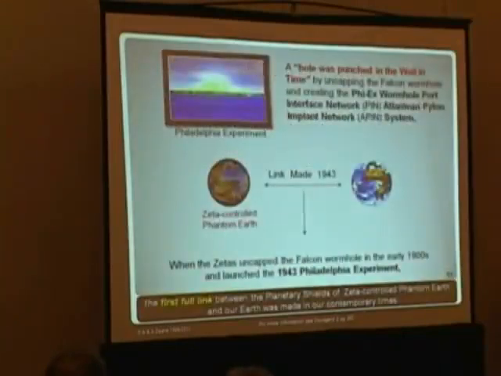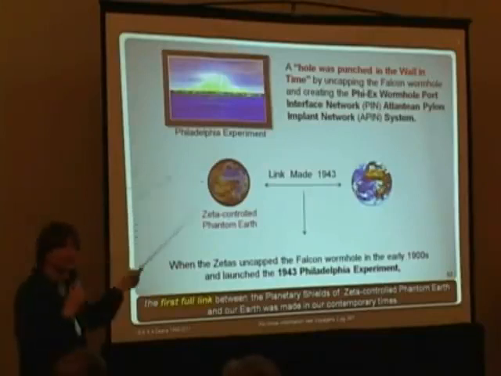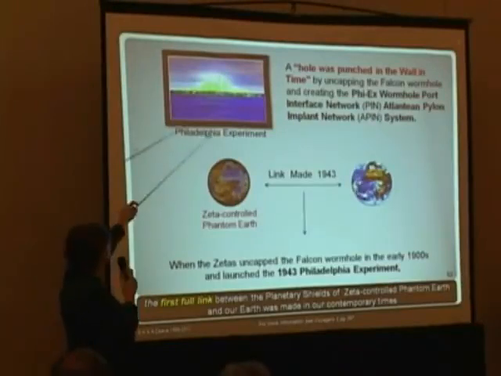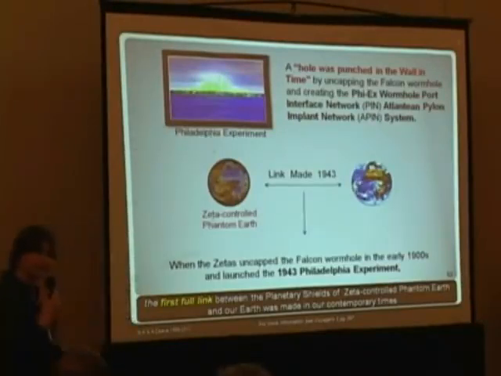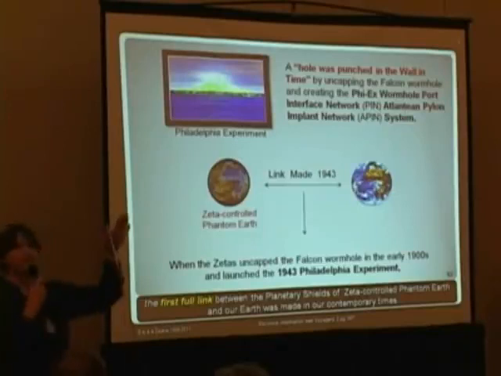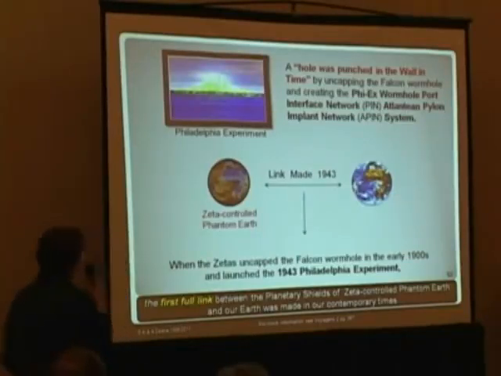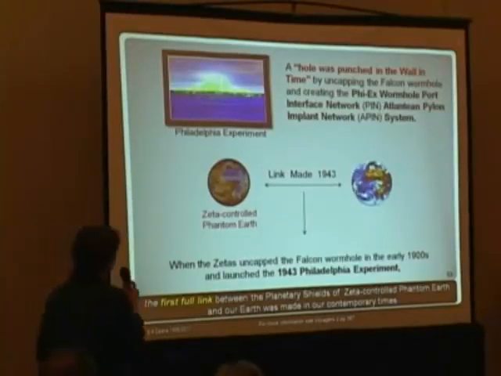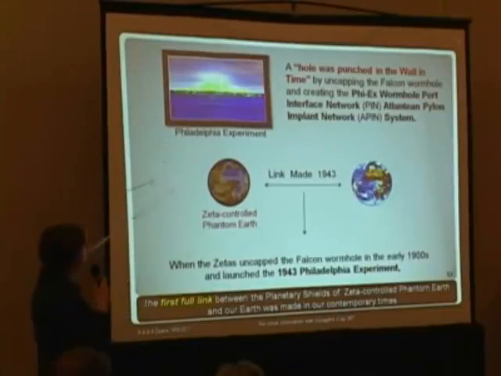Okay, so the Philadelphia experiment. I think this movie aired in like 1984 or something like that. But what the Philadelphia experiment was, there was a hole that was punched in the wall in time. Remember the wall in time that prevented the phantom matrix from sucking Earth frequencies in? Yes. By uncapping the Falcon wormhole and creating the Phi-X wormhole port interface network and the Apin system network.